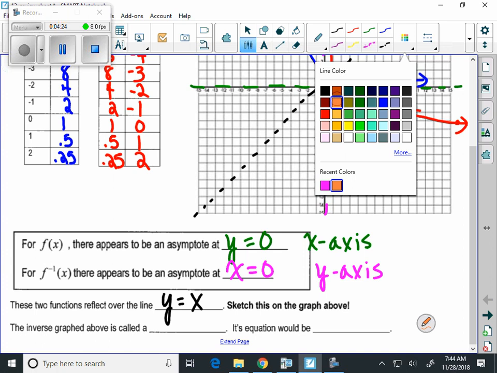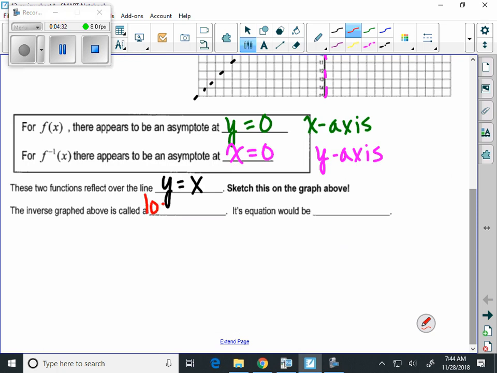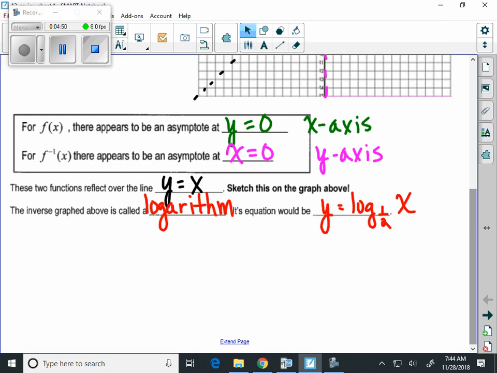The inverse graph, in other words, the red graph here, is actually called a logarithm. And the equation of that red graph is y equals log base 1/2. Remember, that's what we were graphing originally, 1/2 to the x. Y equals log base 1/2 of x.